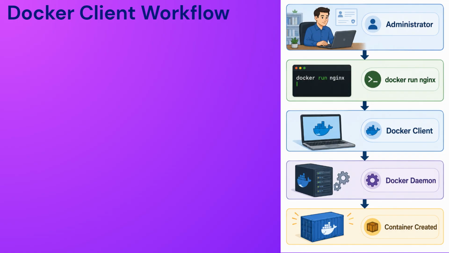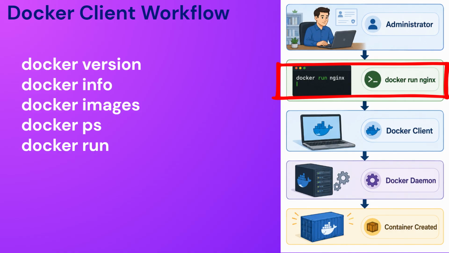Most commonly, we interact with the Docker client using the Docker CLI. CLI stands for command line interface. So you can type the most common commands like docker version, docker info, docker images, docker ps, docker run. Each of these commands is accepted by the Docker client. The client then forwards the request to the Docker daemon.